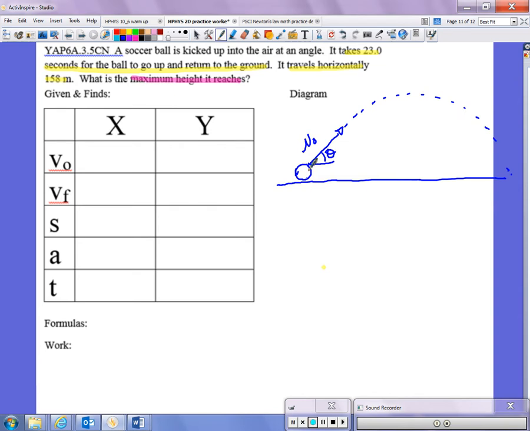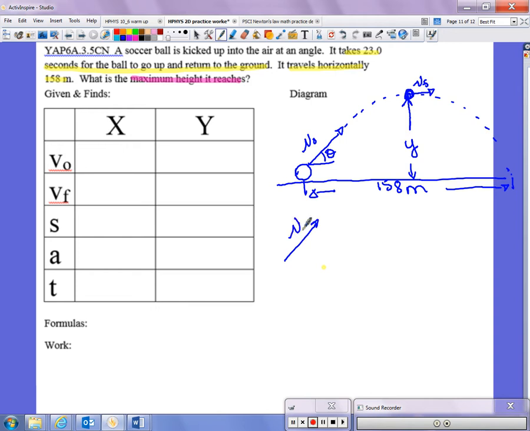And they say that the total horizontal distance, from here to here, is 158 meters. And they say it takes 23 seconds to go that entire path. But they want to know this position, this displacement right here at the top. So now we have to think a little bit. They want to know y. Well, we know what vf is here, and we know the time it takes to get to that point. So let's take a look at a couple of these things.